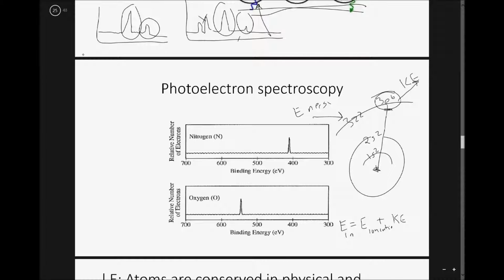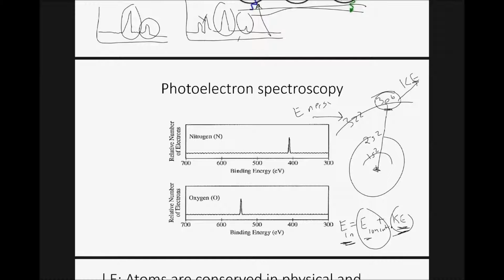So if you know the energy in and you know the ionization energy, you can take the kinetic energy and measure it, and it will show you the difference between the two. If you can measure the kinetic energy and you know the energy in, then the difference between these two will give you the energy of ionization. As I apply energy to these, there will be a myriad of different ways of asking these questions.